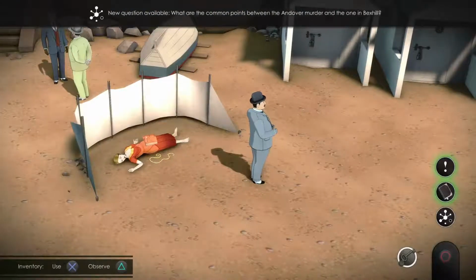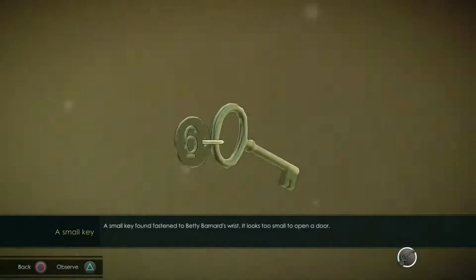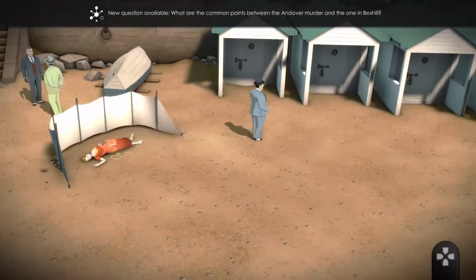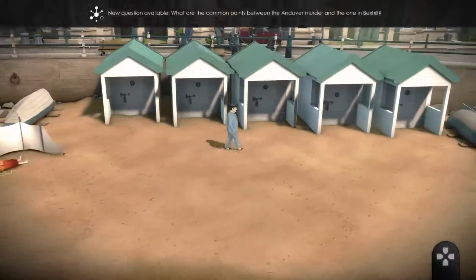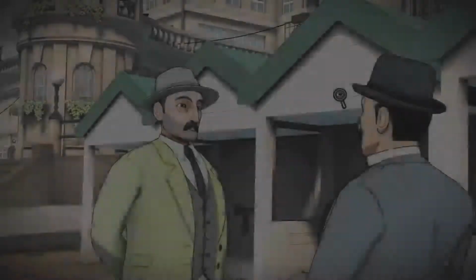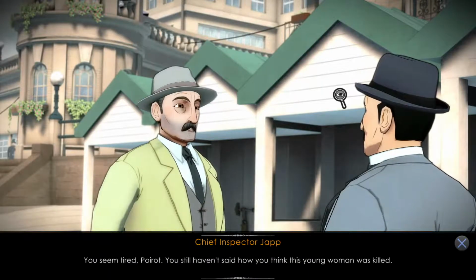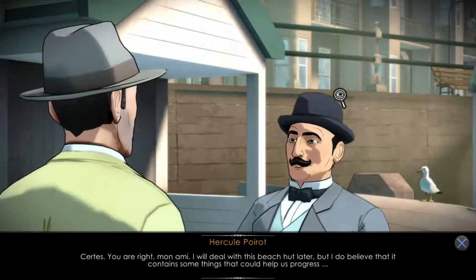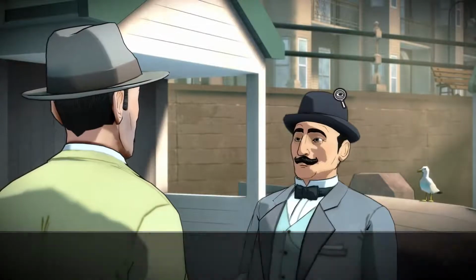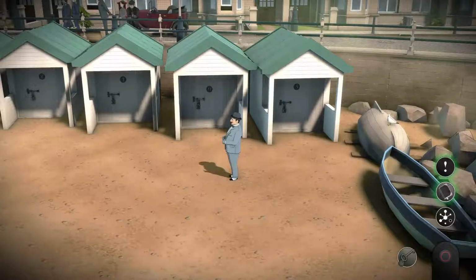Let's have a look at this key. Number 6. Nine, 8, 7, 6. You seem tired, Poirot. You still haven't said how you think this young woman was killed. Certes, you are right, mon ami. I will deal with this beach hut later, but I do believe it contains some things that could help us progress. Alright, I guess they want us to do that.